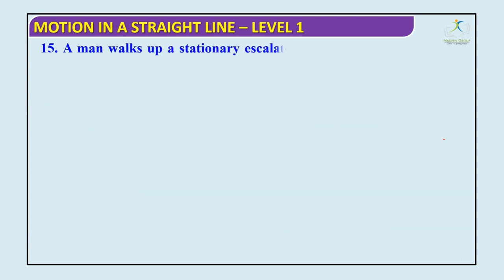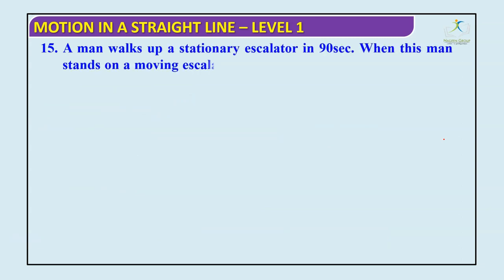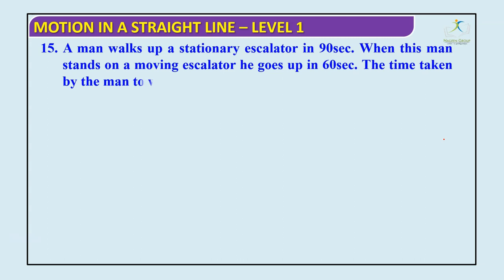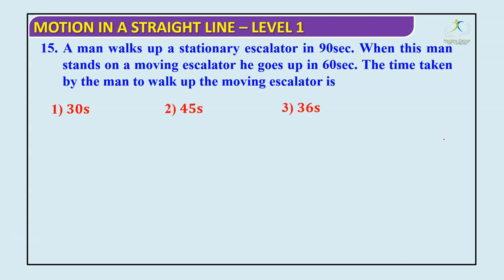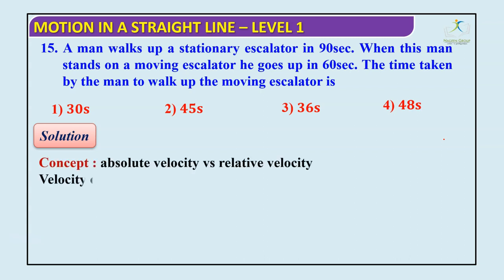Next question is, a man walks up a stationary escalator in 90 seconds. When this man stands on a moving escalator, he goes up in 60 seconds. Then the time taken by the man to walk up the moving escalator is 30 seconds, 45 seconds, 36 seconds, 48 seconds.